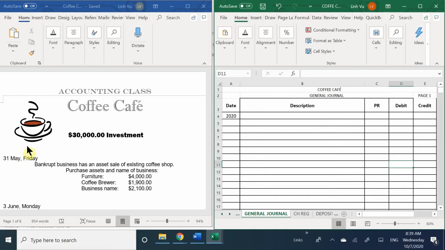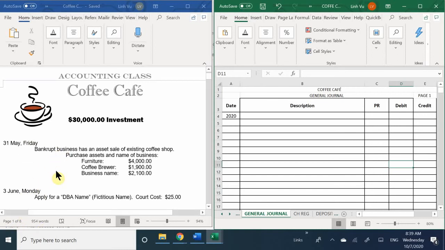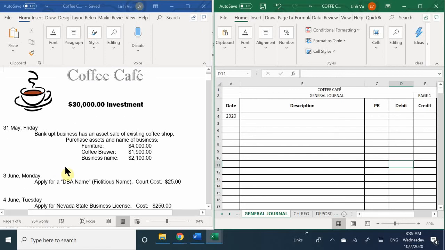Yes, then. Okay. So, very first thing that we got was we got $30,000 to invest. Or I'm sorry, we have a $30,000 investment. So with that money that we have, on the 31st of May, Friday, right? So the bank, we did banking business, right? And there is an asset available to sell, right? And we decided to purchase the entire business.